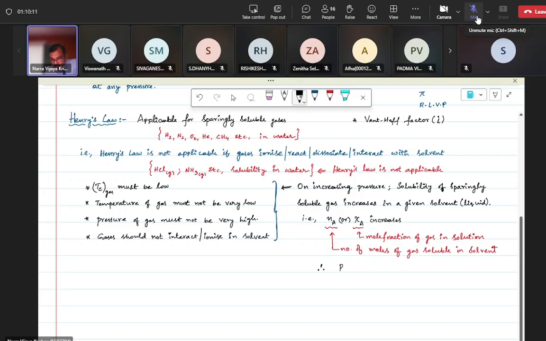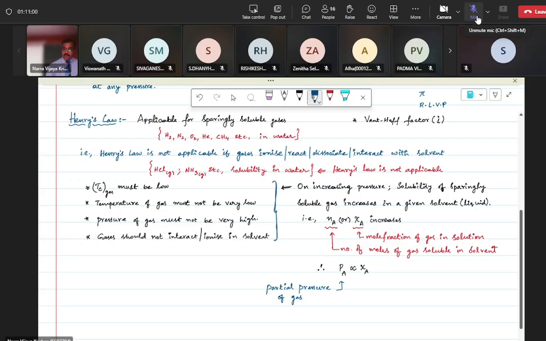Therefore, can I write PA? What is PA? Pressure applied on that gas, or I call it the partial pressure of the gas, is directly proportional to the mole fraction of the gas. If I apply more pressure over the gas, then that gas is more soluble in liquid. Therefore, the mole fraction of that gas in liquid is also more. Correct? What is PA? Partial pressure of the gas.